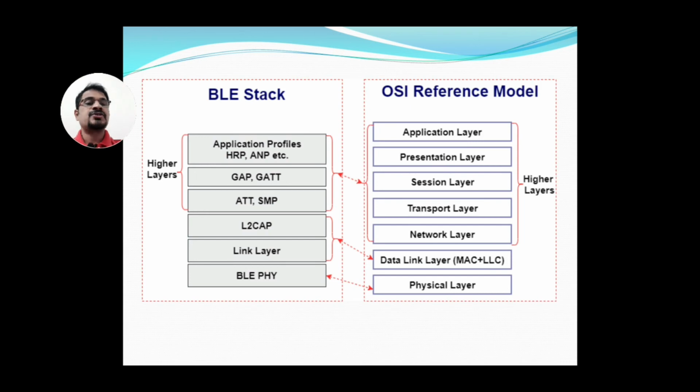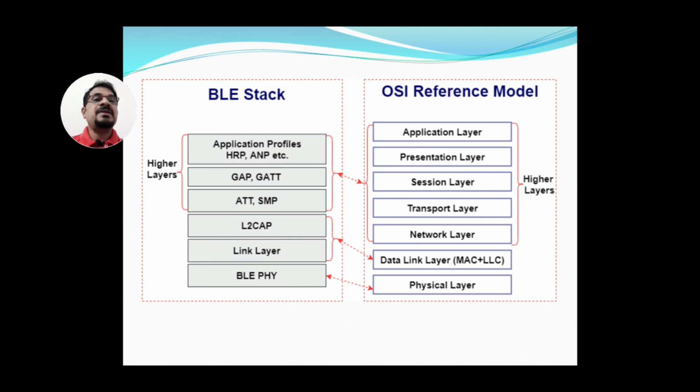And then HRP is the heart rate profile. This heart rate profile is going to provide communication between IoT devices. As we said, from Bluetooth version 4 onwards, IoT is getting into major applications using this Bluetooth technology. So this heart rate profile enables the communication between IoT devices with your Bluetooth.